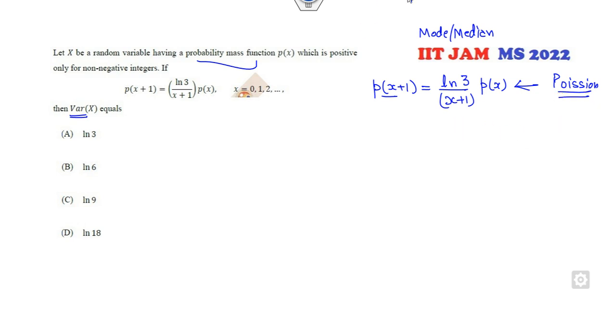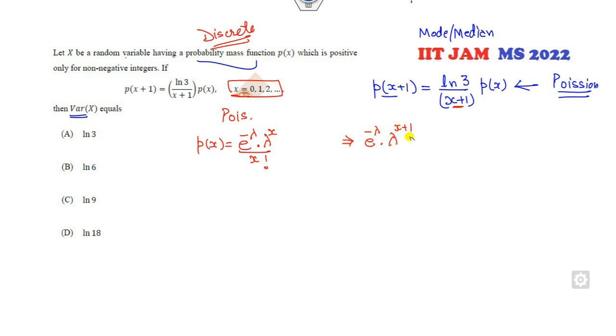Fine. Otherwise, if you don't remember this, can you think of any discrete distribution, because x varies from 0, 1 to here. It is a discrete distribution. Do you remember any discrete distribution which involves x plus 1 or x? That is my Poisson distribution. So if I simply choose e raised to power minus lambda, lambda raised to power x over x factorial, and substitute here, you can see lambda raised to power x plus 1 divided by x plus 1 factorial, times e raised to power minus lambda over x factorial.